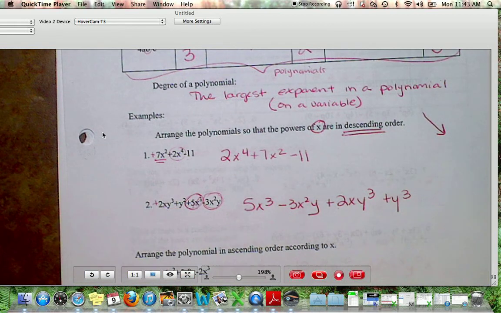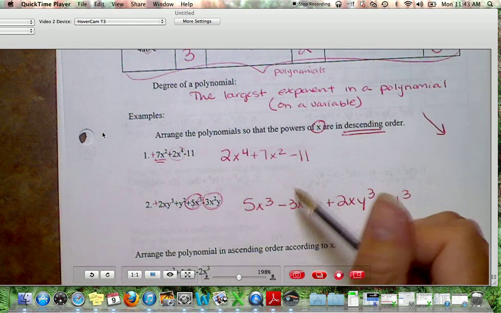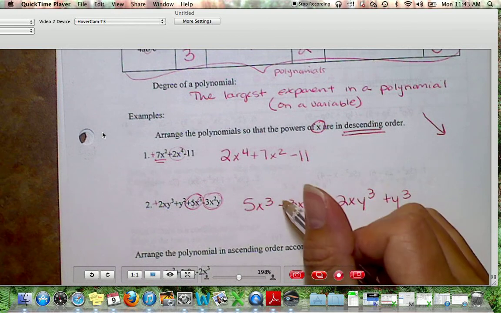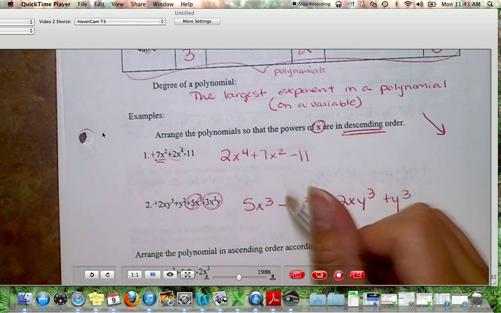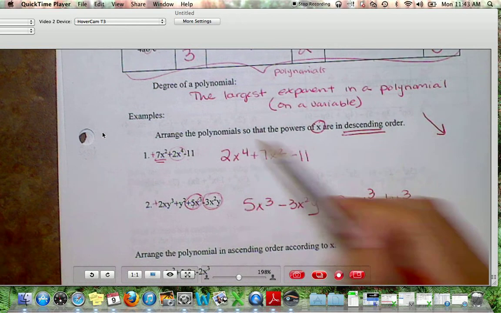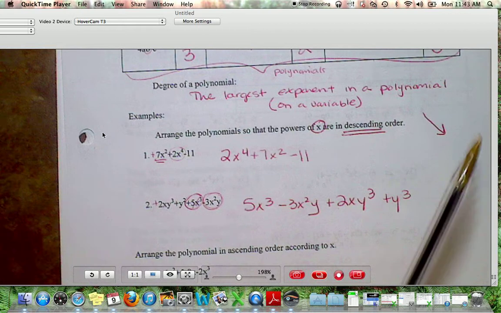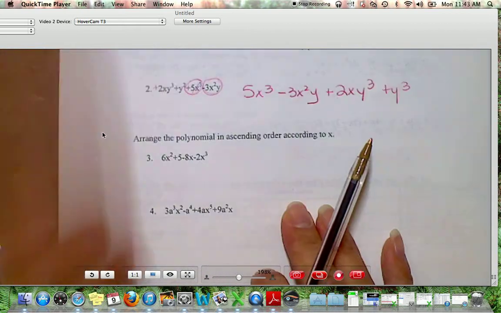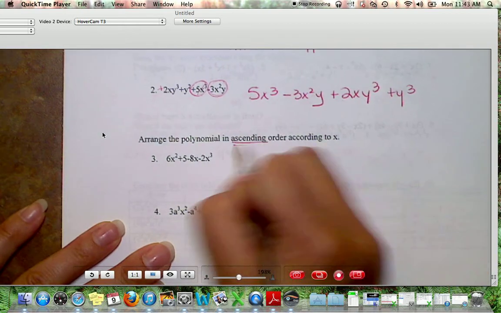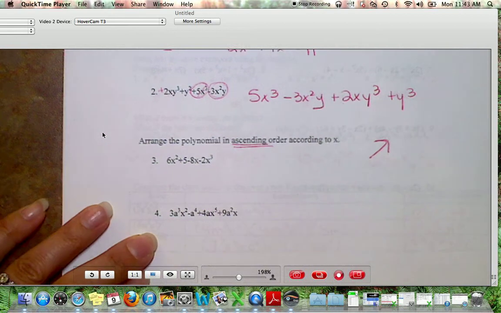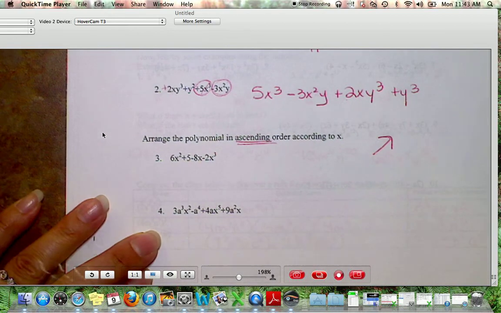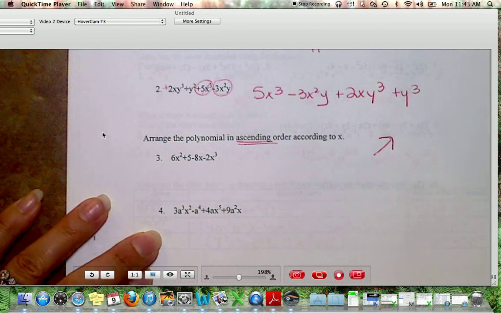So that's descending order. This is very important when we get to second semester or third quarter, fourth quarter, when we're factoring. Everything has to be in descending order, so it's good for us to practice this. The opposite of that would be ascending order, so they're going up. So see if you can put these in the opposite order, where you start from no x's and you go to the highest x. Go ahead and push pause and then see how you do.